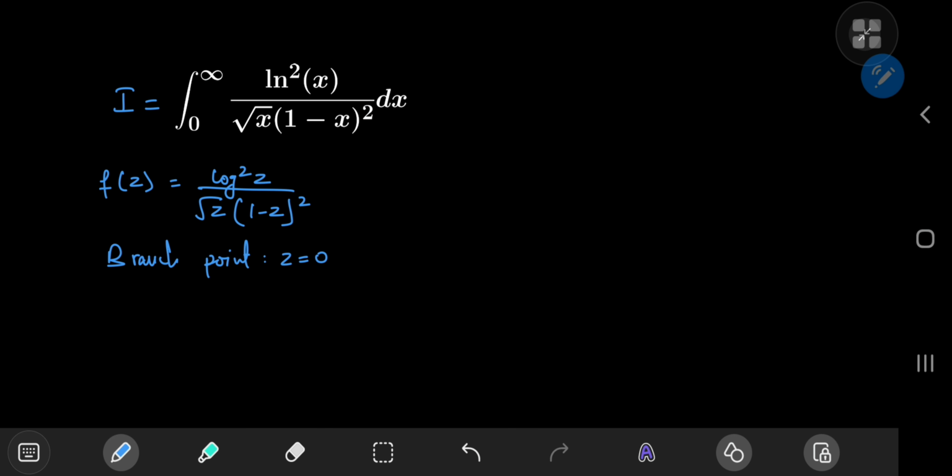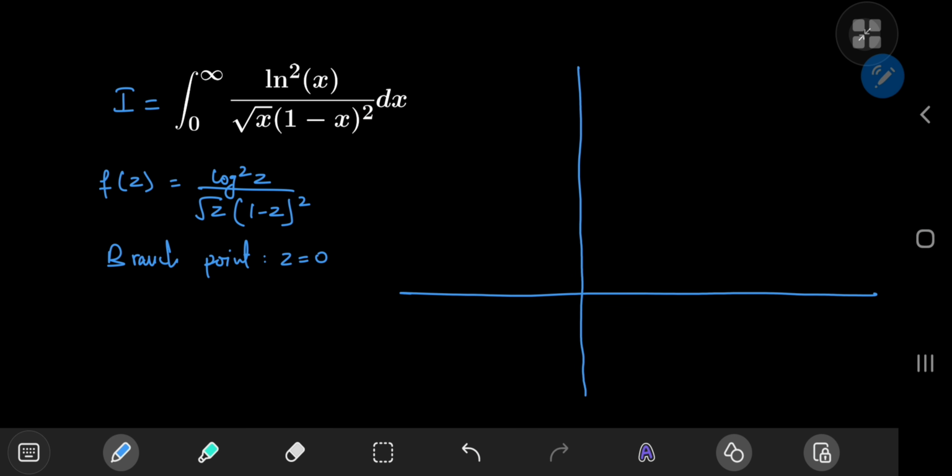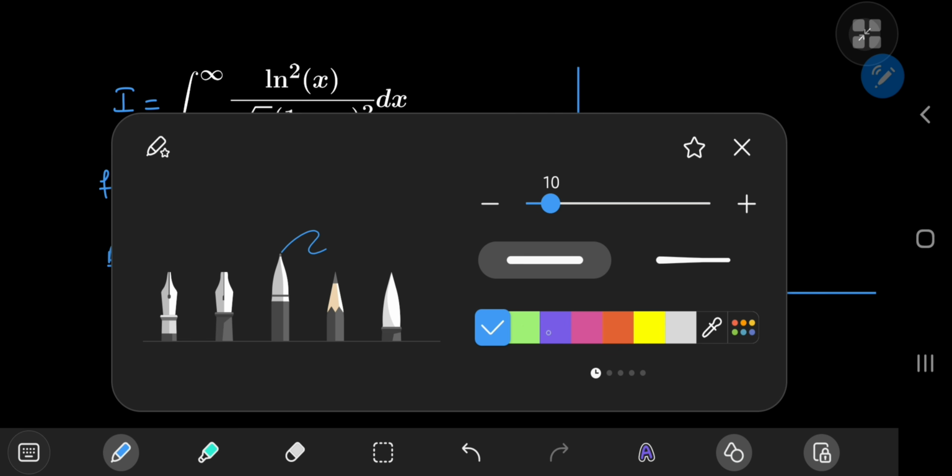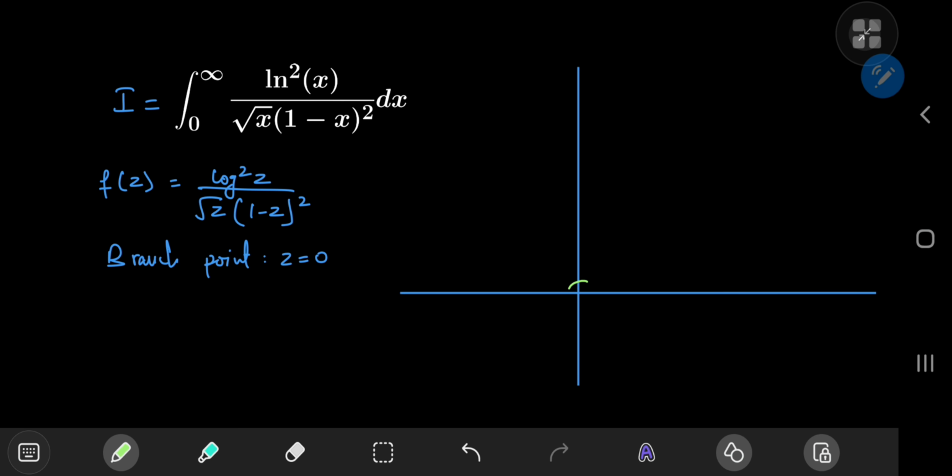Now to define a suitable contour. We need to draw the complex plane first. And we have this branch point at z equal to 0 that I'm going to shade in green here. And we'll define the branch cut to be along the negative imaginary axis. Okay, cool. So a suitable contour would be the classic semicircular contour. That keeps things nice and simple, right?